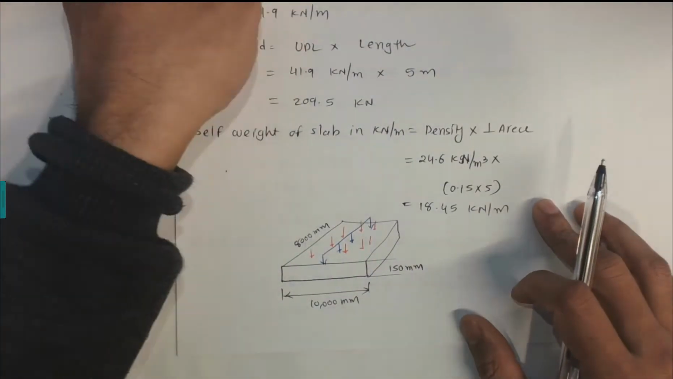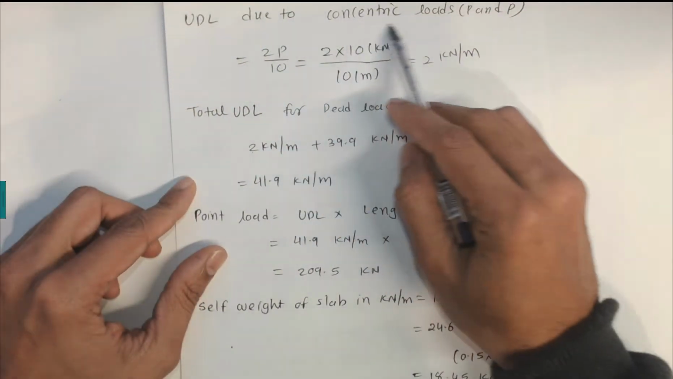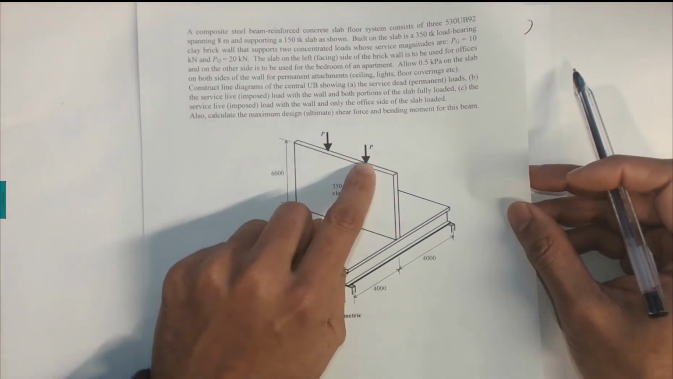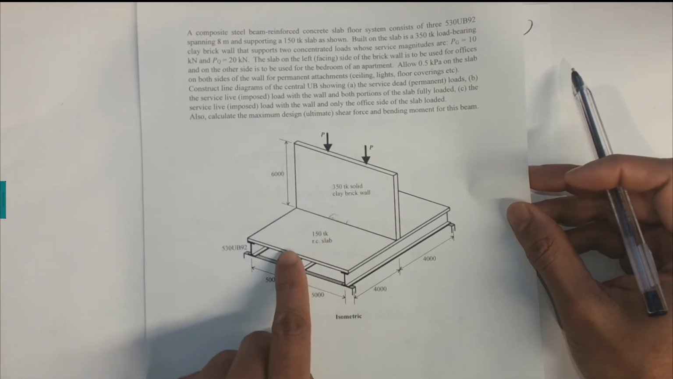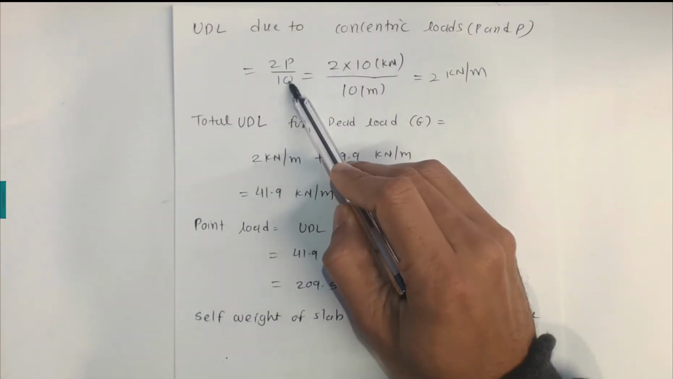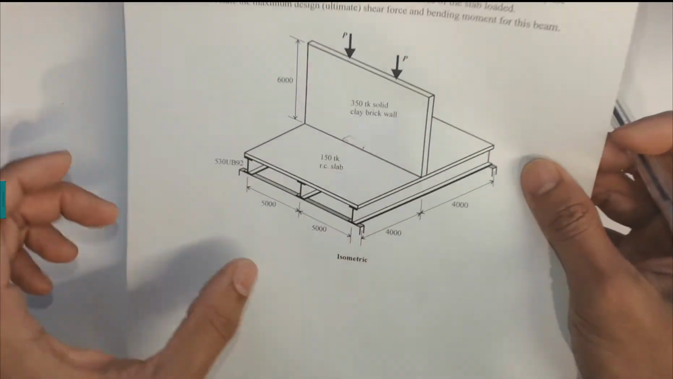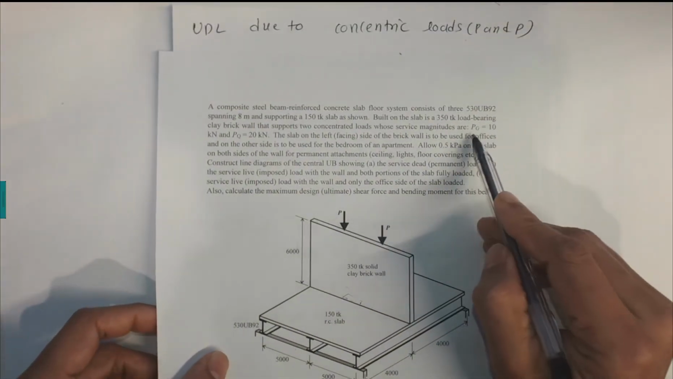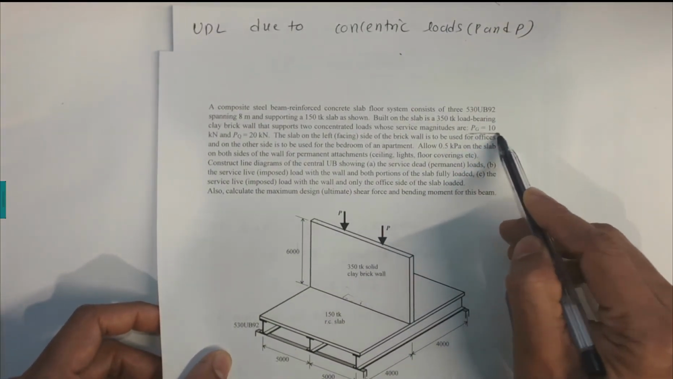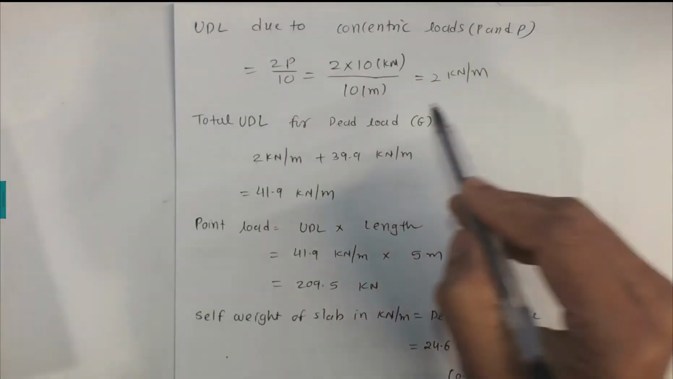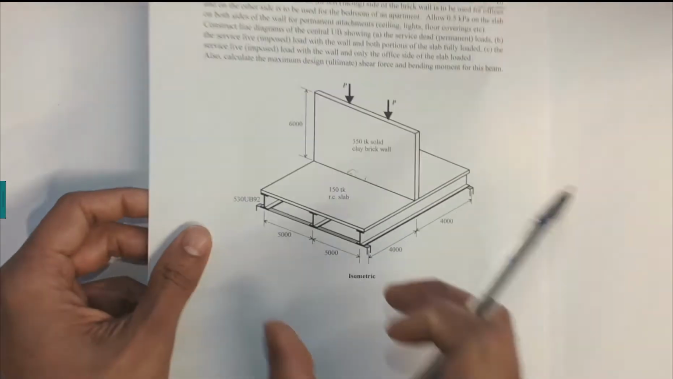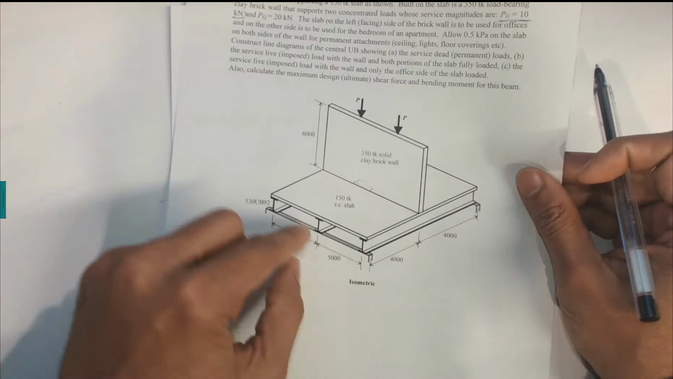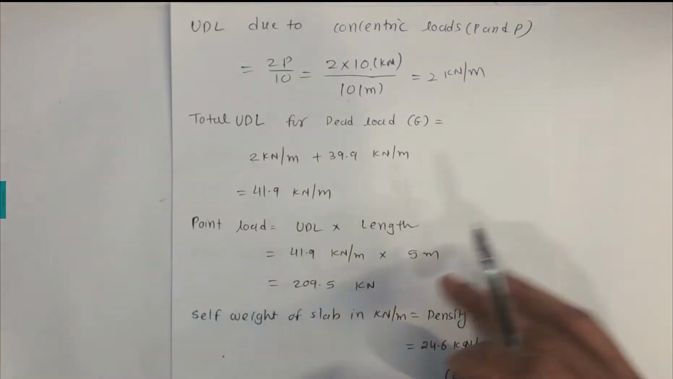Now the second case, the UDL load due to the concentric loads P and P, like how much of this load is coming onto this wall. So how much of this load is going to come onto these steel beams, that is 2P on 10, which is 10 meters. So 2P on 10, and 10 kilonewton is given, because if you see in the question, that is for the dead load is 10 kilonewtons. So we substitute this 10 kilonewtons here and divide by 10 meters. So that is 2 kilonewton per meter. So that's 2 kilonewton per meter coming onto this steel beam due to this loading.